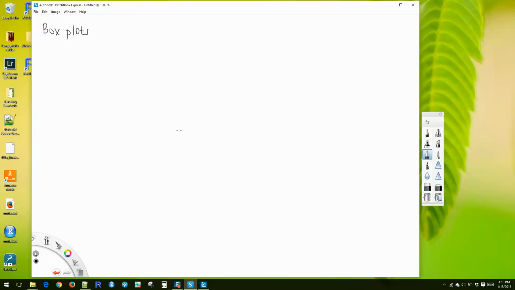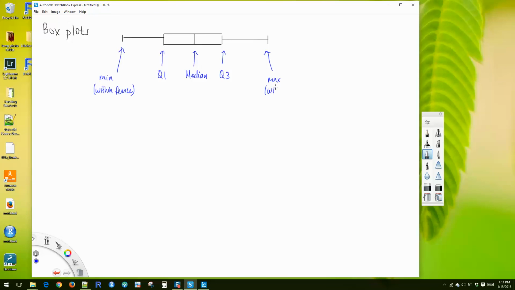box plots. Okay. And so a box plot is a graph that looks something like this. This is what a box plot looks like, and it consists of basically a box, all right, and the box has 3 locations. This is going to be Q1, the median, and Q3. These are the boundaries of the box, and we also have kind of our min and max, but this is the min within the fence, and this is the max that's still within the fence.